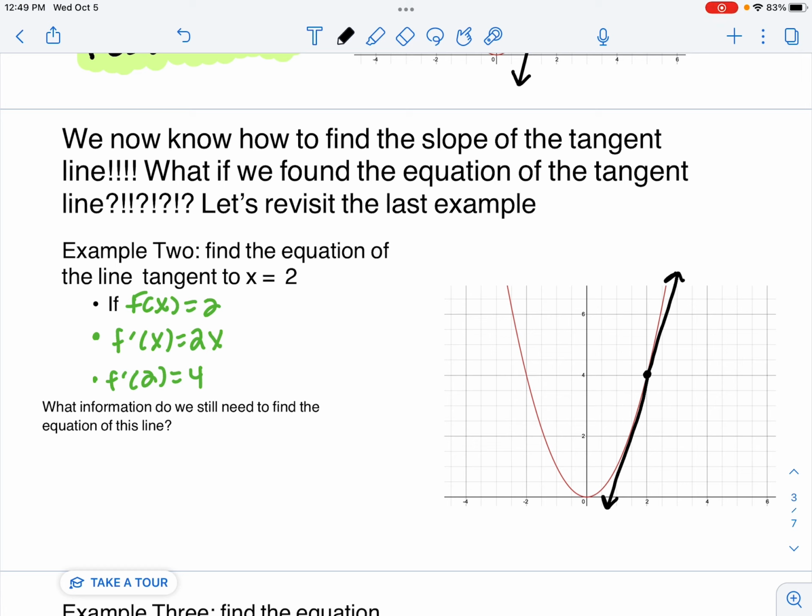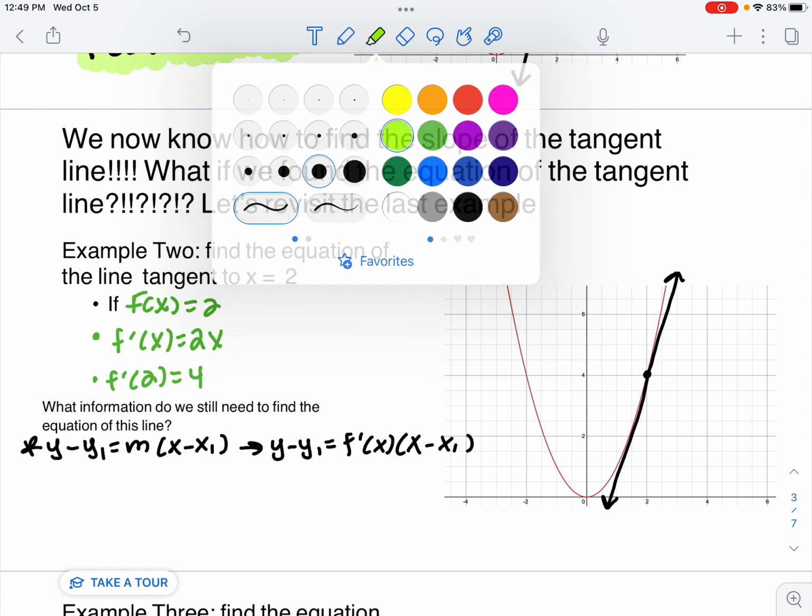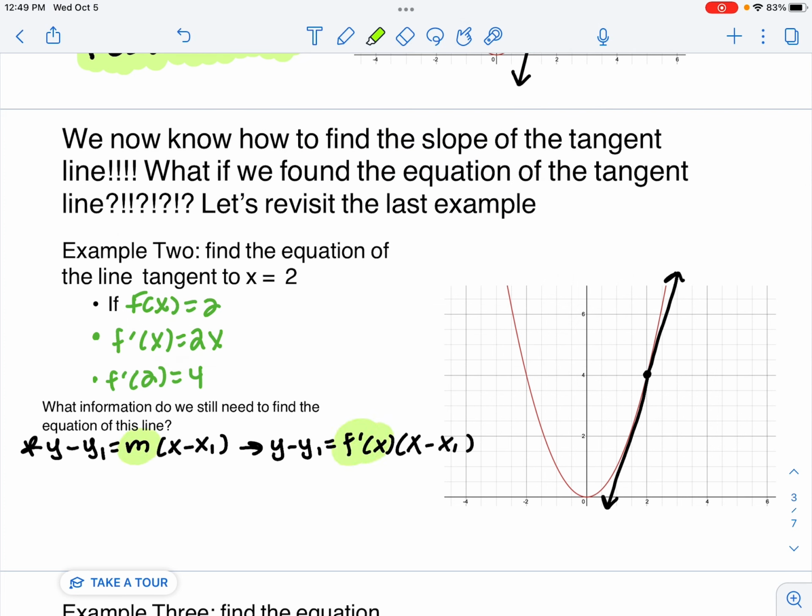But if we want to write the equation, we're going to use this formula again. So we're still going to hang out with point slope form. Y minus y1 equals m times x minus x1. And m stands for the slope of the tangent line, but we also talked about the fact that the derivative is the slope of the tangent line. So I could also write f prime of x times x minus x1, just to indicate to you guys that the slope and the derivative at that point are the exact same thing.